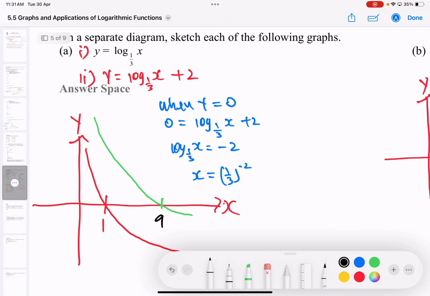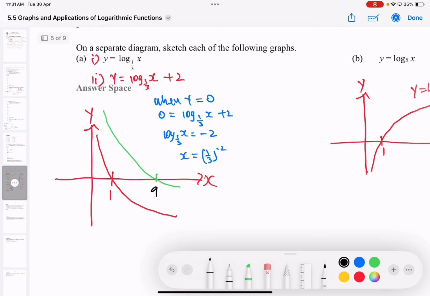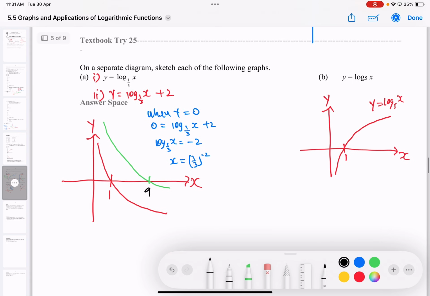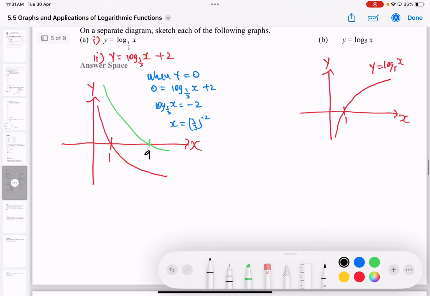Can? So this is how you get your answer. Can? That's all for sketching. Nothing else. Alright, let us go to some questions.